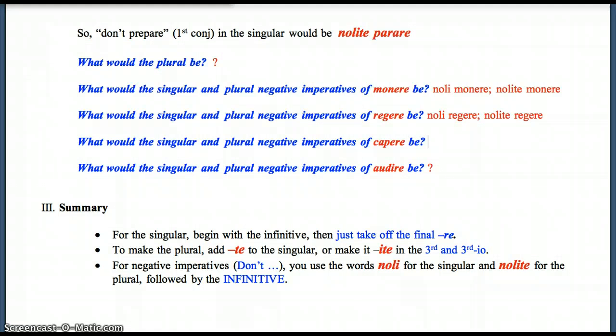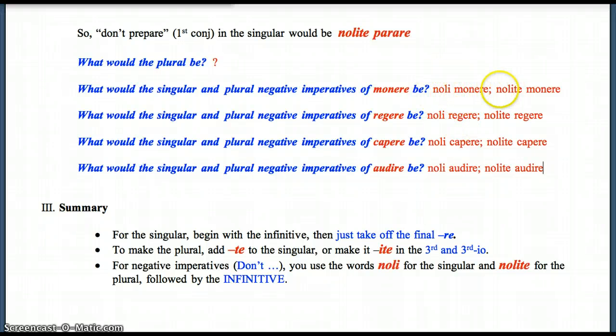Here's your chance for the singular and plural of capere. Noli capere. Oops. How about a C on that capere? Okay. And the plural, nolite capere. There we go. And now, audire, last one, noli audire. I even spelled it right. Here's one, nolite audire is the plural. So there we go. You got your singular and your plural.